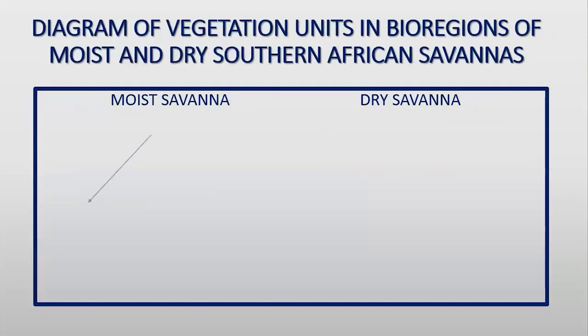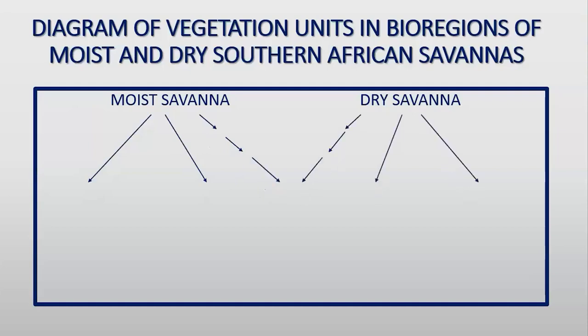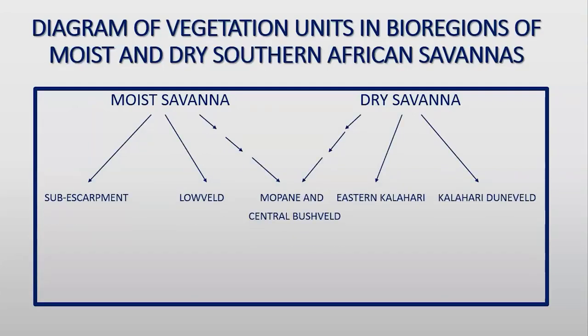Right, if we're going to look at this in a bit more detail, we find that the moist savanna and dry savanna in South Africa can be divided into six different bioregions. Starting on the left, moist savanna can be divided into the sub-escarpment. So that is on the east coast of South Africa, below the Drakensberg Mountains. That's what's called the sub-escarpment. And the lowveld, and lowveld is typical of the Kruger National Park, which I'm sure you're all aware of. They tend to be largely moist savannas.